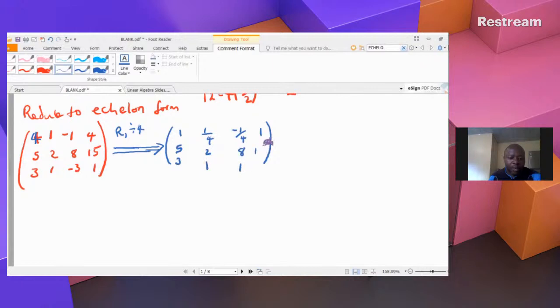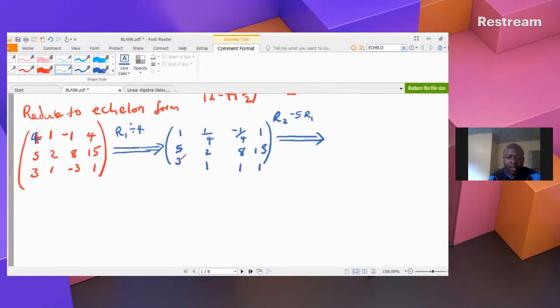So I hope that by this example, we'll understand how to reduce a matrix to echelon form, and then we use that knowledge to solve systems of linear equations. Now I have this leading entry 1. I now use it to create zeros below it. How do I create a 0 here? To create a 0 where there is 5, in row 2, I subtract 5 times row 1.